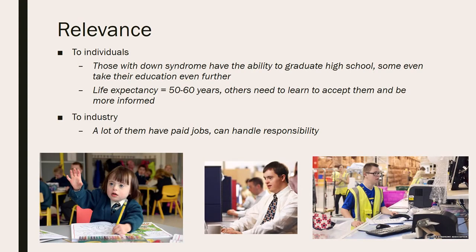The relevance to individuals like you and I is to realize that people with Down syndrome have the ability to graduate high school or even further, and the life expectancy is increasing from 50 to 60 to even 70 years old. So people need to work to be more informed and educated about Down syndrome and be able to accept them. This also applies to people involved in industry because a lot of people with Down syndrome have high school diplomas, so they have the ability to get paid jobs and handle responsibility.